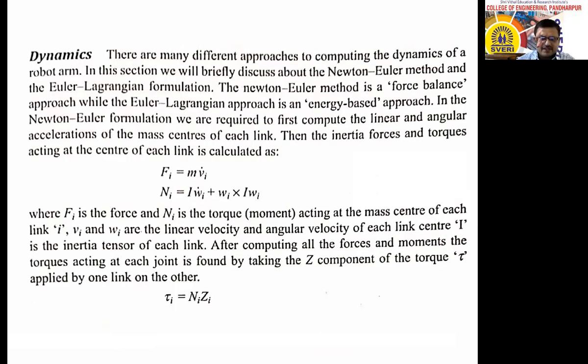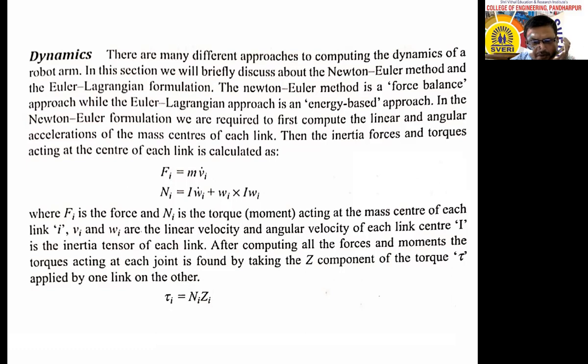Now dynamics: there are many different approaches to computing the dynamics of a robot arm. In this section, we will briefly discuss the Newton-Euler method and the Euler-Lagrange formulation. The Newton-Euler method is a force balance approach, while the Euler-Lagrange approach is an energy-based approach.